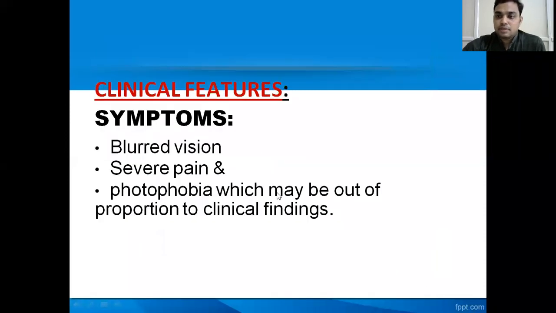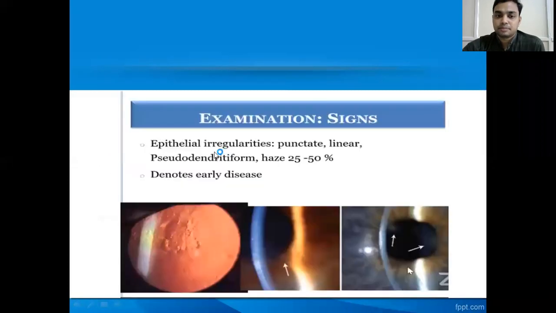So what are the clinical features we see in acanthamoeba keratitis? We see blurred vision, severe pain, and photophobia, which may be out of proportion to the clinical findings. The clinical findings and signs may remain silent, but the patient may have severe pain because of the keratoneuritis, that is, infiltration of the corneal nerves. So severe pain and photophobia, out of proportion to the clinical findings, is seen in acanthamoeba keratitis.